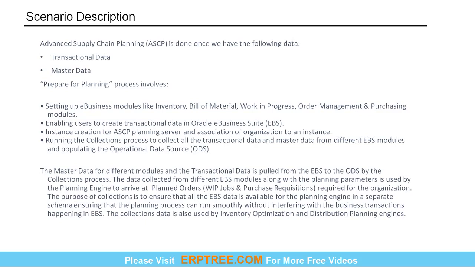The data collected from different EBS modules is then massaged to come up with a meaningful data set. By meaningful data set, I mean that the business will have its own supply and demand. ASCP sees the supply, demand, the stock, every aspect of the data, and massages it to come up with meaningful data like how much quantity to buy at what point of time.